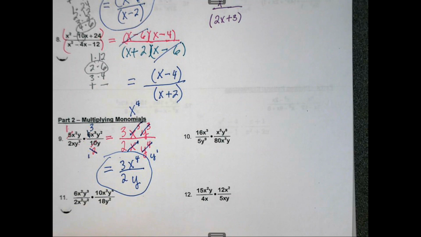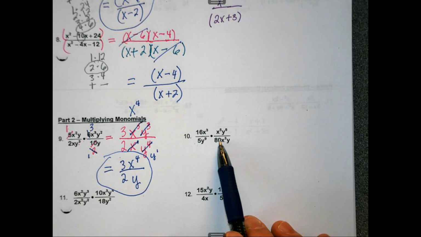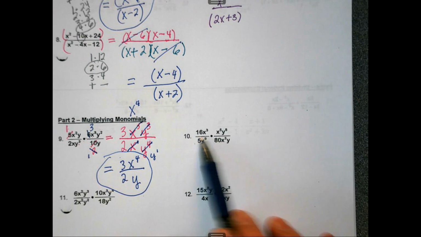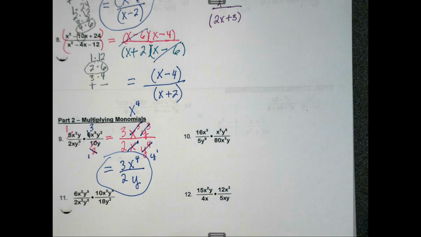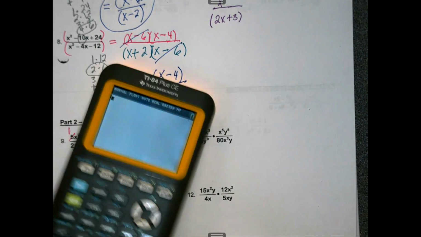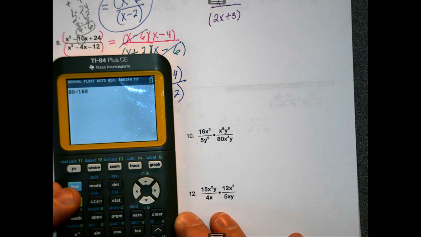Let's do number 10. The first thing you're going to do here for the numbers, I have a 16 on top and an 80. I don't know for sure, but I'm going to go ahead and see if 16 is a factor of 80, just because these problems have a tendency to be set up that way. I'm going to take 80 divided by 16.